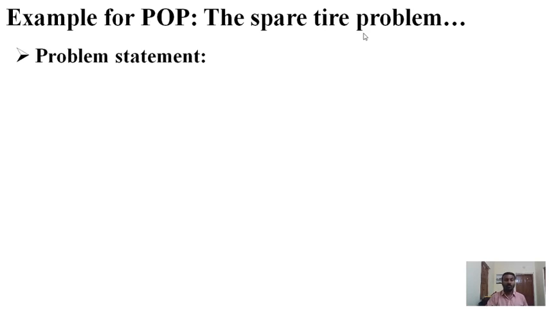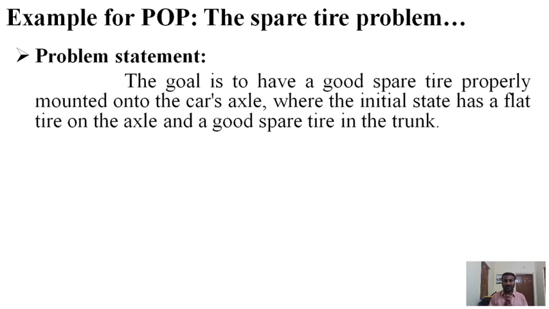Spare tire problem means, for example, we have a car, and the car must have a spare tire. Apart from the four tires equipped with the car, additionally one tire is given as a spare. So the spare tire problem is what we are going to discuss today as an example for partial order planning.